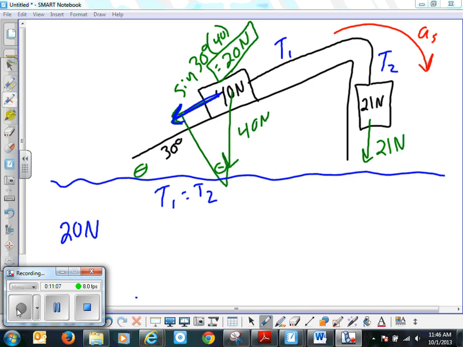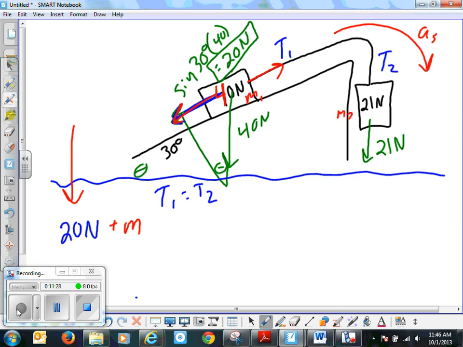Okay, so did we not agree that this thing was going to be pulling up the ramp? Which means it has to pull harder than the force down the ramp, which is 20 newtons. So is it plus or minus? It's plus. We'll call this M1, we'll call this M2. So plus M1 times acceleration of the system. Are there any other forces in this one? No. Okay. So we're going to say that equals T2.